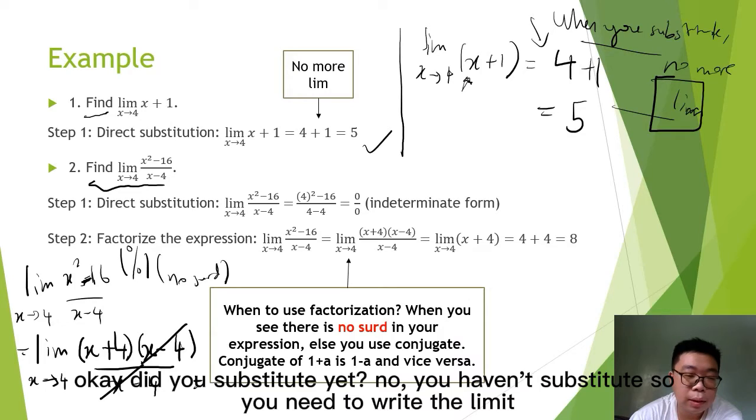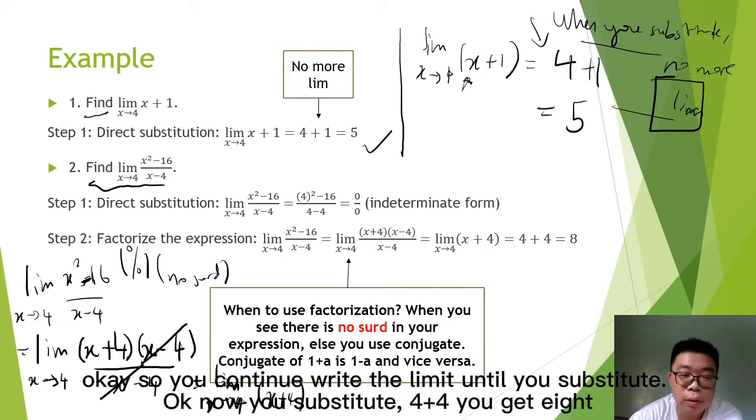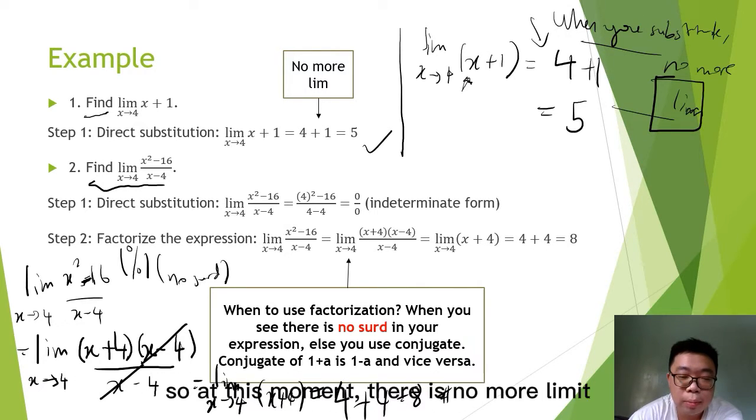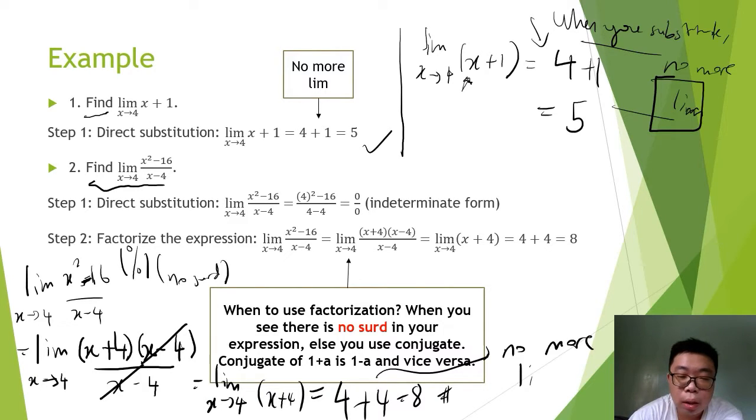Okay, did you substitute yet? No, you haven't substituted, so you need to write the limit. You continue to write the limit until you substitute. Now you substitute 4 plus 4, you get 8. So this is the answer you want. So directly you write 4 plus 4, which is 8. At this moment, there's no more limit. Remember, there's no more limit here.